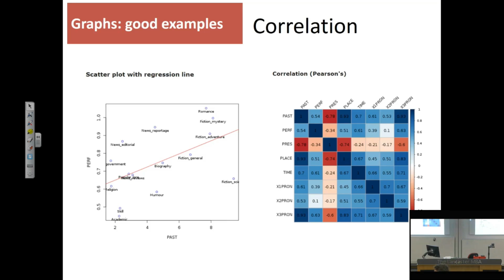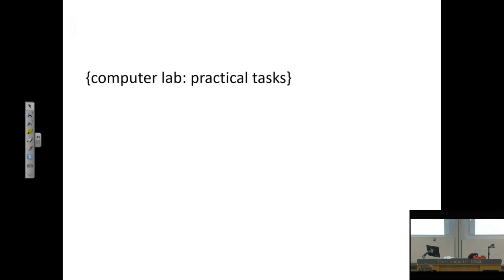Right? So we can actually spot immediately the relationship between many variables in this correlation matrix. What I'm plotting here are different linguistic variables, such as past tense, perfect aspect, present tense, place adverbials, time adverbials, and so on, against each other, showing how they correlate with each other in English texts. Right? So again, I can display this efficiently.